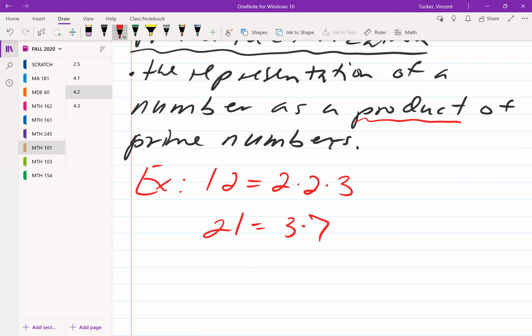And also, I didn't write this, for that 2 times 2 times 3, you also could represent that 2 times 2 as an exponent. So you could also represent that as 2 squared times 3.